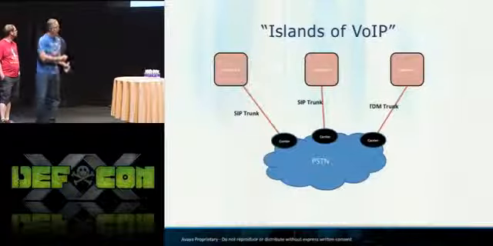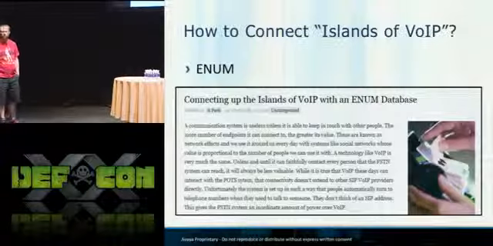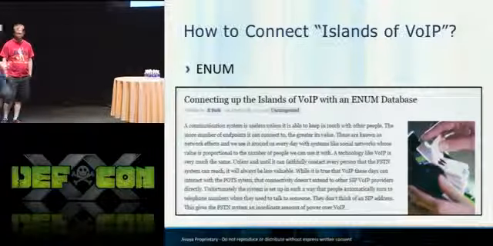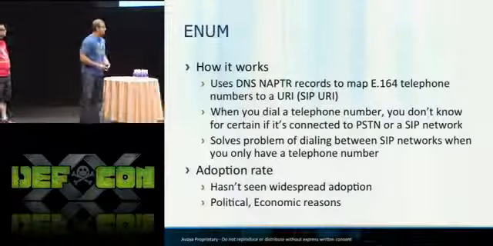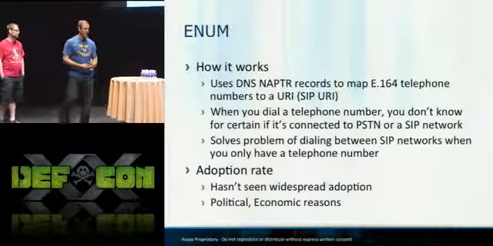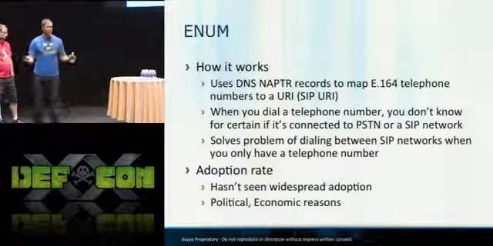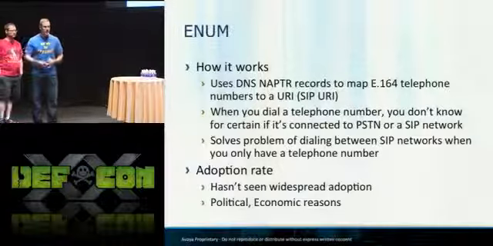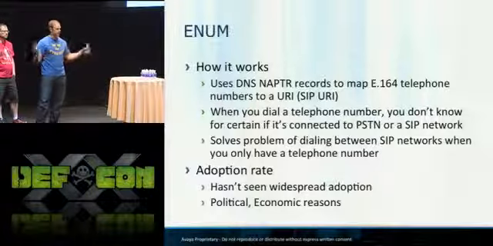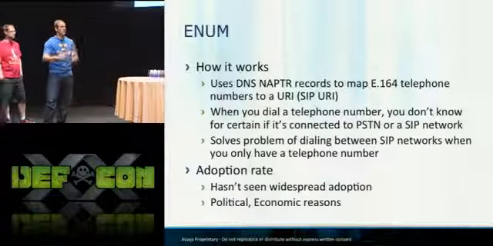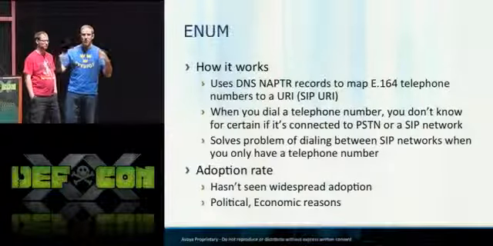Here's another representation of the islands of VoIP idea. One thing that people are talking about with connecting the islands of VoIP is using ENUM. ENUM is basically a special resource record where we map E.164 telephony numbers to a SIP URI. It solves the problem of interconnecting the islands of VoIP because you can look up the number, and two different SIP networks can connect to each other directly by dialing by number. So that fits when you're still thinking in terms of dialing by number.